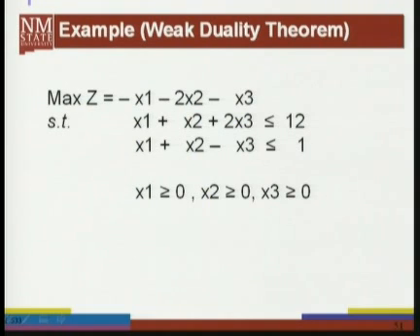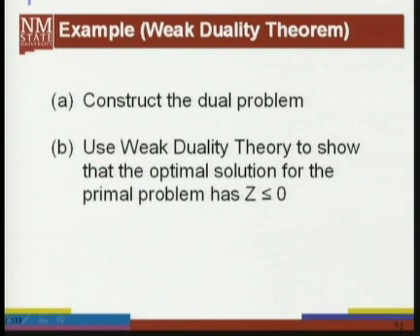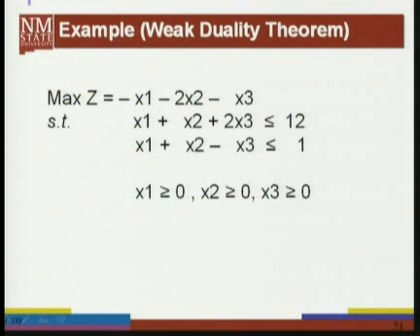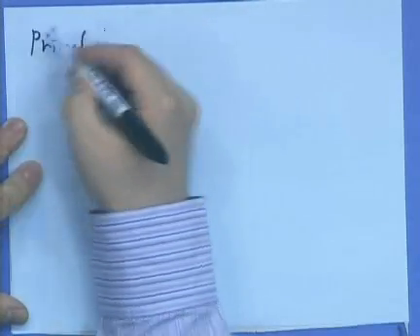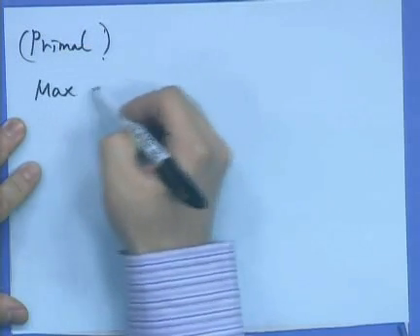Okay, then let's take an example for the weak duality theorem. First, we're going to construct the dual problem for this and use the weak duality theorem to show that the optimal solution for the primal problem has z less than or equal to 0. First, let me write down our primal problem. This is a maximization problem.